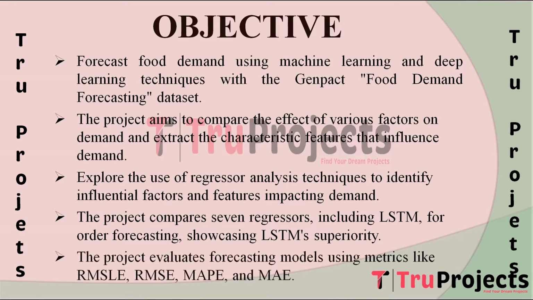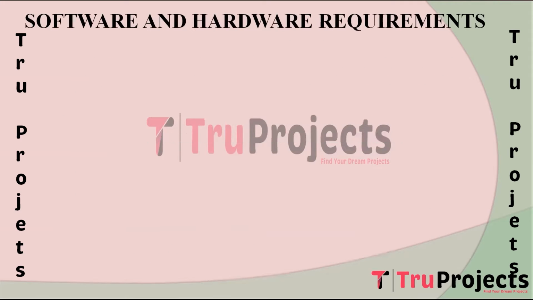To assess the performance of the forecasting models, the project uses various evaluation metrics such as RMSLE, root mean square logarithmic error, RMSE, root mean squared error, MAPE, mean absolute percentage error, and MAE, mean absolute error. These metrics help measure the accuracy and reliability of the models in predicting food demand.